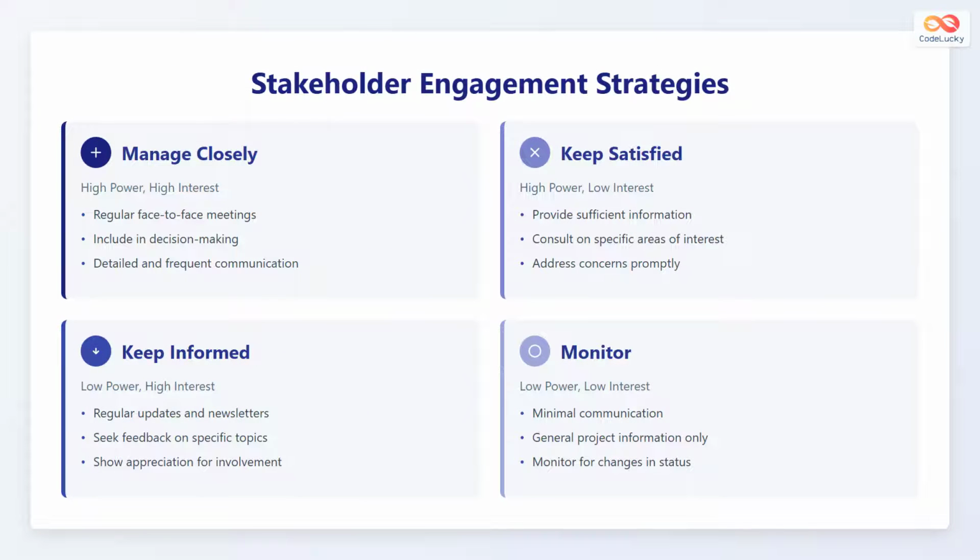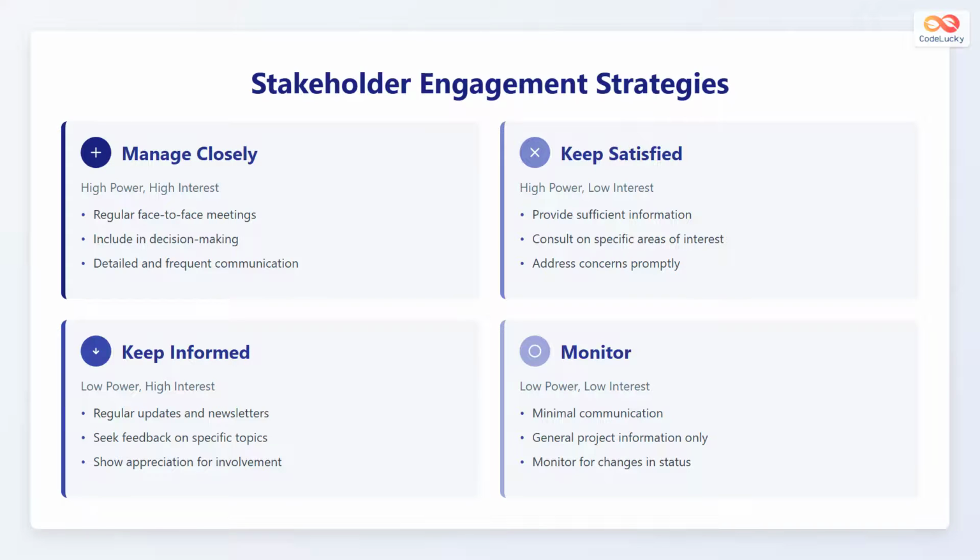Based on the power or interest matrix, here are some strategies for engaging with different stakeholder groups. For those with high power and high interest, you should manage them closely, and this might involve regular face-to-face meetings, including them in decision-making, and providing detailed and frequent communication. For those with high power but low interest, keep them satisfied by providing sufficient information, consulting on specific areas of interest, and addressing their concerns promptly.